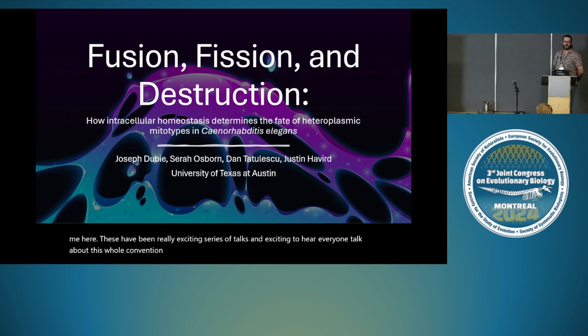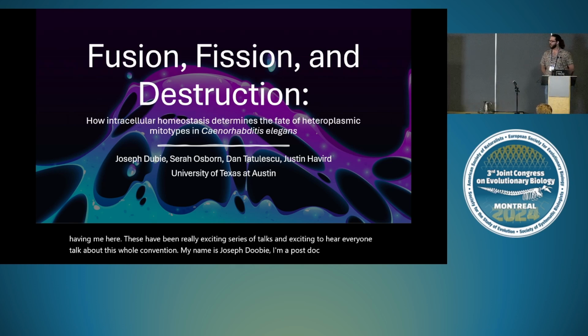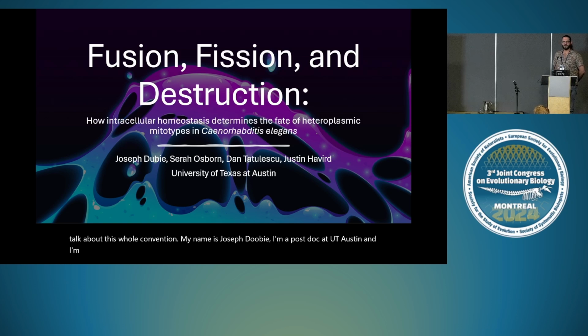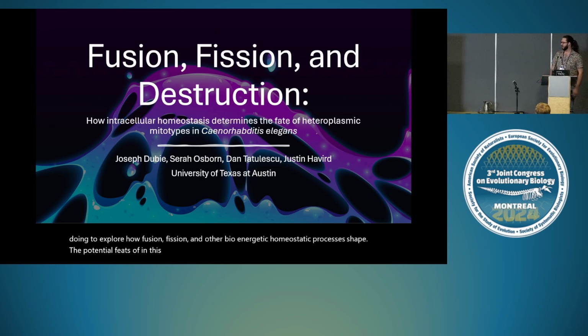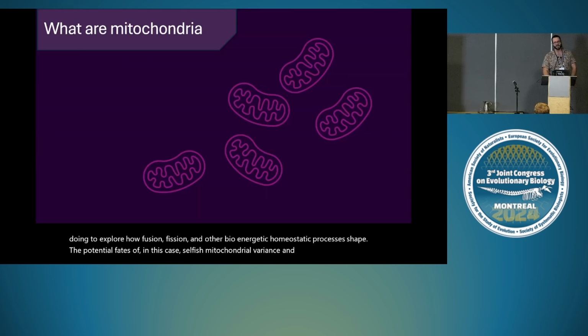My name's Joseph Dubie. I'm a postdoc at UT Austin, and I'm really excited to talk to you all about some really cool, simple experiments that I've been doing to explore how fusion, fission, and other bioenergetic homeostatic processes shape the potential fates of, in this case, selfish mitochondrial variants. We've talked a little bit about mitochondria, but this isn't a mitochondrial session, so I really want to make sure we're on the same grounds here.